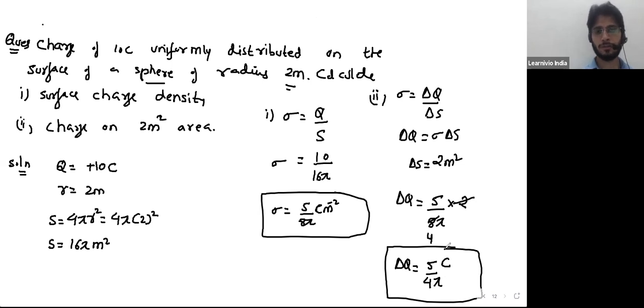Correct? Yes, sir. Okay, just note it down. Then we'll do the last type of charge distribution, that's volume charge distribution.